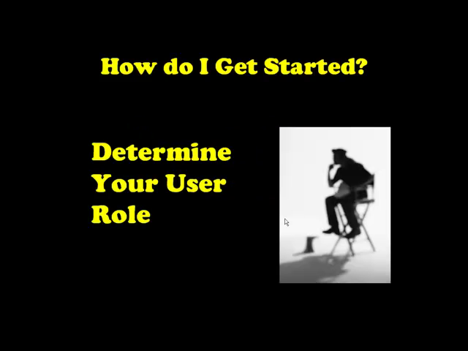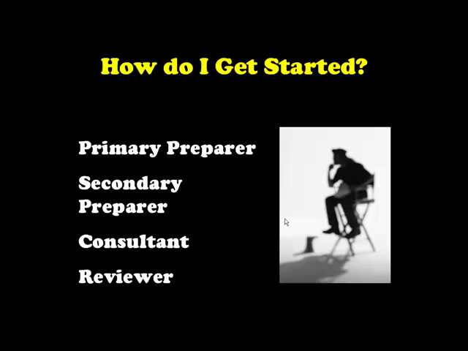Before I can explain how to register, we need to take a few minutes to discuss a very important aspect of the system, and that is defining your role in the system. The first thing you will be asked during registration is what your role in MAERS will be. There are 4 roles to choose from: primary preparer, secondary preparer, consultant, or reviewer. Identifying your role in the system is important because it defines what privileges you will have access to. Let's discuss each of these roles and what they entail. Then I'll help you decide which role best fits you.